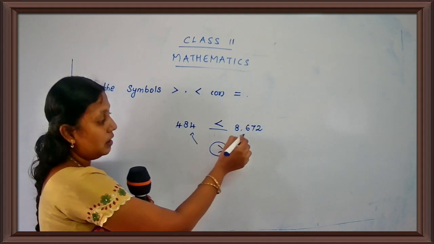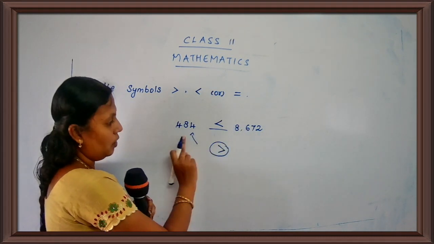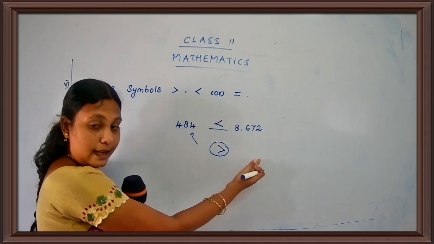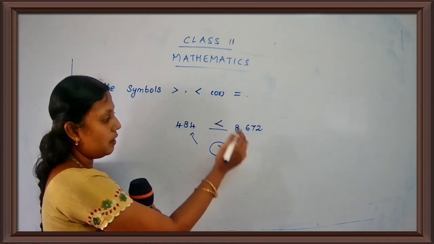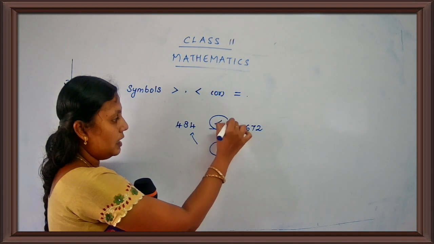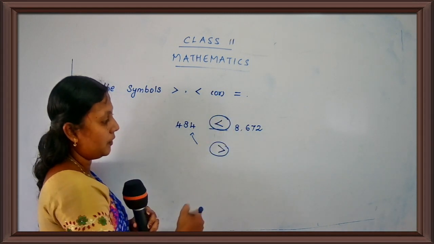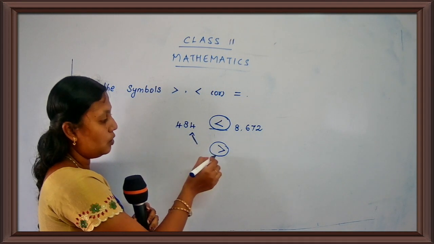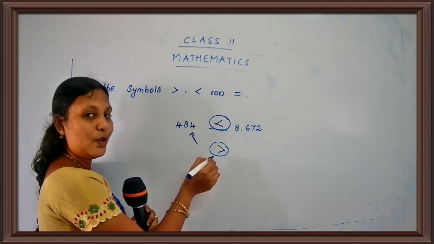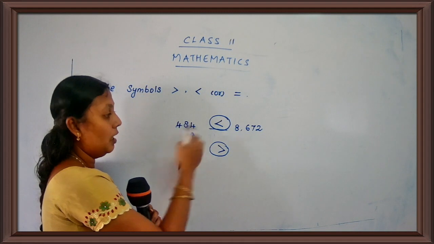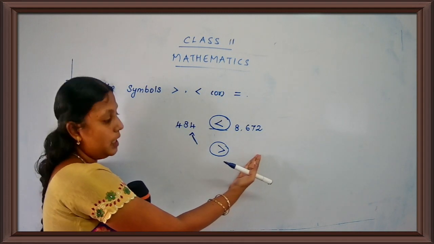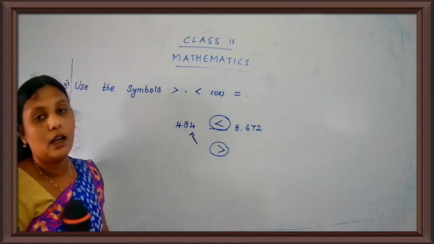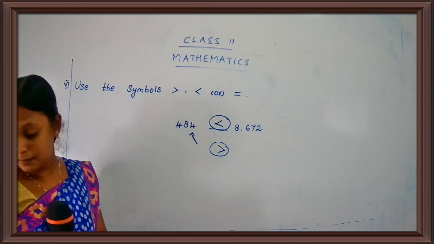Okay. Then the right side number. This one is left. This one is right. Yes. This right side number is the greatest number, which means we have to use the less than symbol. Okay. This one: the left side number is greater, which means we have to use the greater than symbol. If the right side number is the biggest number, we have to use the less than symbol. Okay, children.